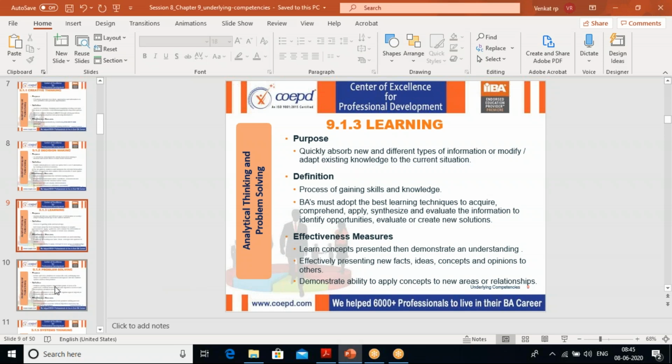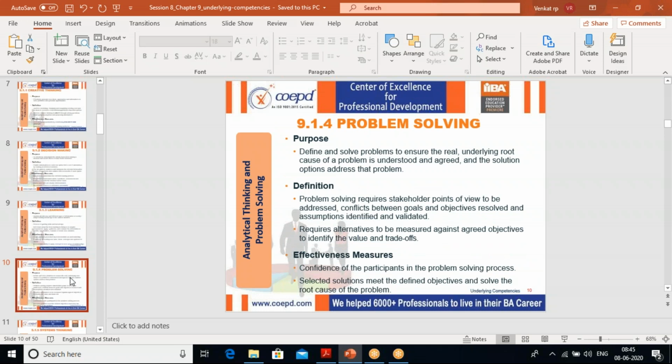Then we'll go to problem solving. Coming to problem solving, to solve any problem we need to do root cause analysis. We have various ways of doing it. One is the 5 Why technique, or you can go with a fishbone diagram, or a tabular method. There are multiple techniques you can use to understand the particular problem. First of all, before you solve a problem, you need to understand the root cause of that particular problem.